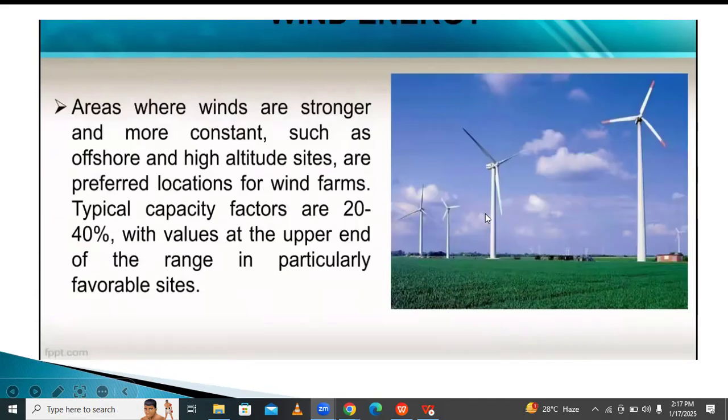Like this, we can generate electricity by using wind. The capacity factors are approximately 20 to 40%. Wind turbines are best used in areas where winds are stronger and more constant, such as offshore and high altitude sites. The preferred locations are offshore and high altitude sites. So this is about wind turbines.